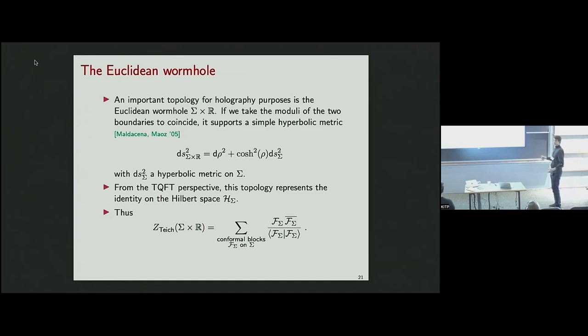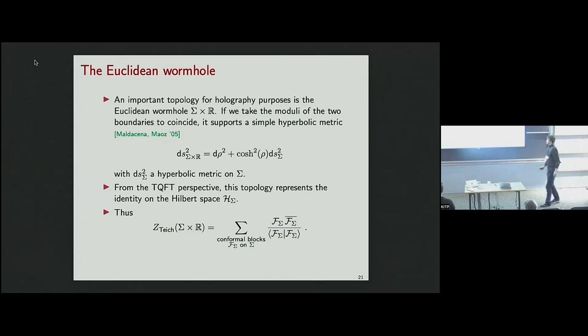It supports an explicit hyperbolic metric, which was first written down, I think, by Maldacena and Maoz, of this form. So rho parameterizes the throat direction. Rho to 0 is where the wormhole is the thinnest. And then if you go towards the boundaries, this blows up.